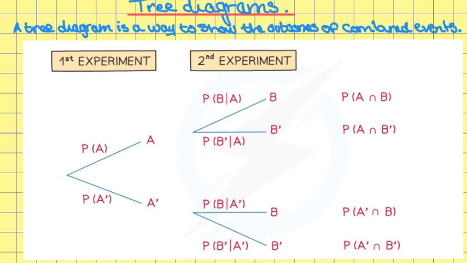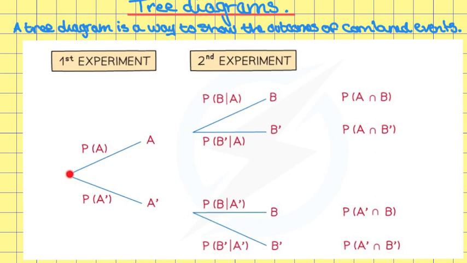In the first experiment, the two things that could happen are A or not A. And in the second experiment, the two things that could happen are B or not B. If you go along here, the probability of A is on the first branch. Along here is the probability of B happening given that A has already happened. At the end, you get the probability of A and B.